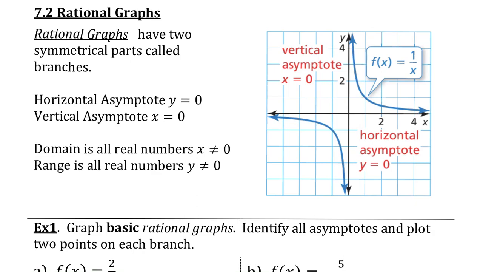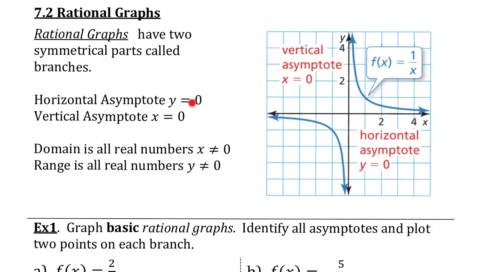Okay, so for 7.2 day one, we're going to look at rational graphs, and it's fun to look at these on Desmos. So if you haven't, try to graph some of these on Desmos just to see what they look like. Okay, these are called rational graphs. We're thinking fractions here. They have two symmetrical parts called branches. This is one branch, this is the other.